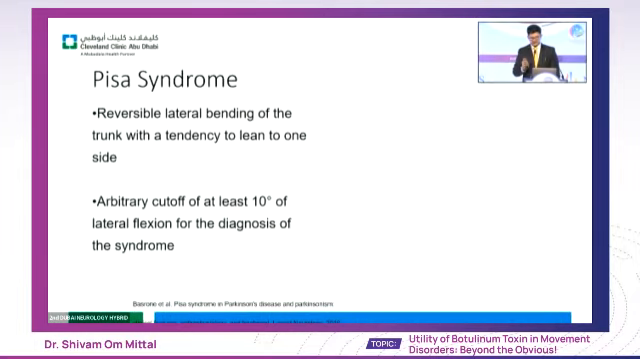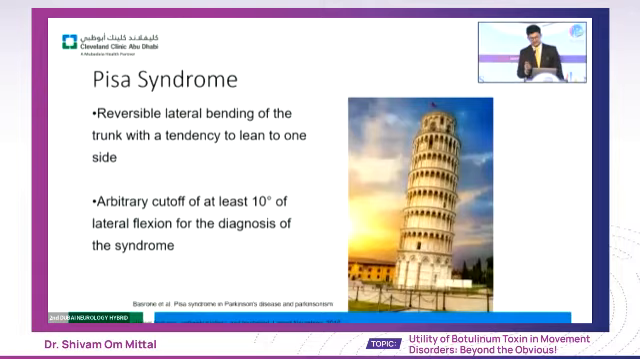Pisa syndrome, yes, I have many patients with Pisa syndrome and very good results. So this is a reversible lateral bending of the trunk. Mostly it is seen in MSA patients, multiple system atrophy, but can be seen in Parkinson's disease patients as well. Can be an off-state phenomenon which gets better with levodopa. If it's refractory to levodopa, we can offer botulinum toxin injections.